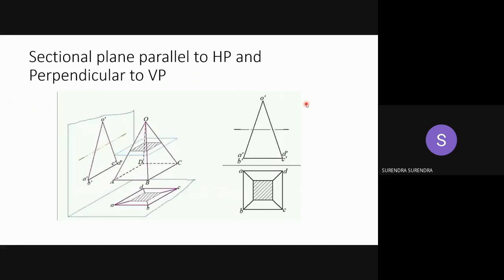So this is one more example. When the section plane is parallel to HP and perpendicular to VP. This is the section plane, the blue color line. So when the section plane is parallel to HP and perpendicular to the ground, the first step is you have to draw the projections of the pyramid as usual. After completing the projections of the pyramid, the section plane is drawn at the given position. So as it is perpendicular to the VP, it looks as a line in front view. This is represented as a line.